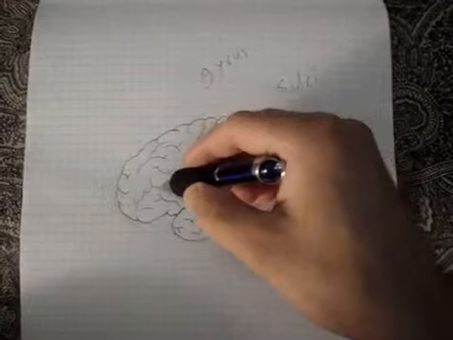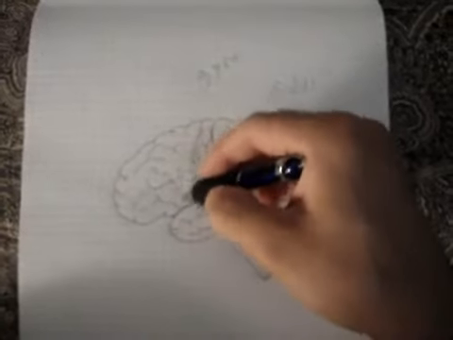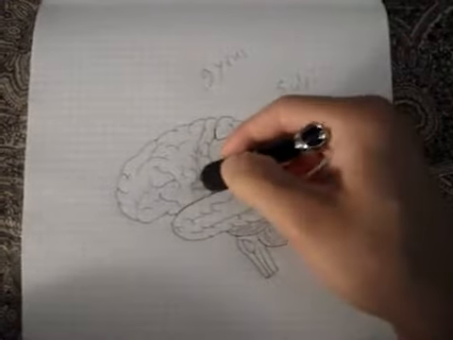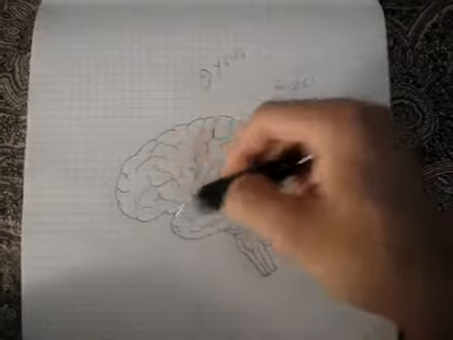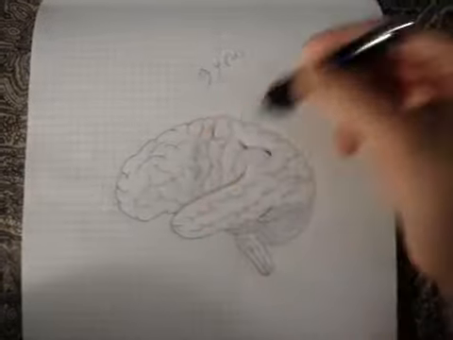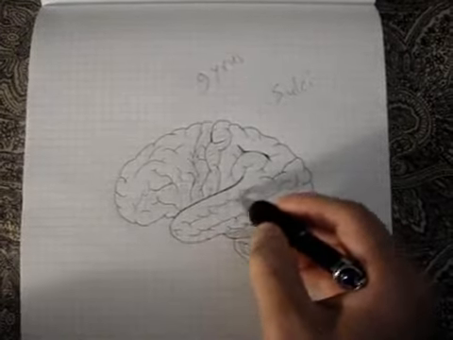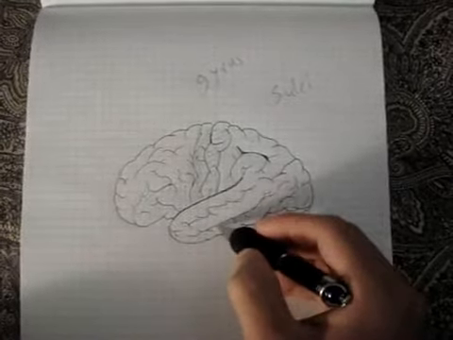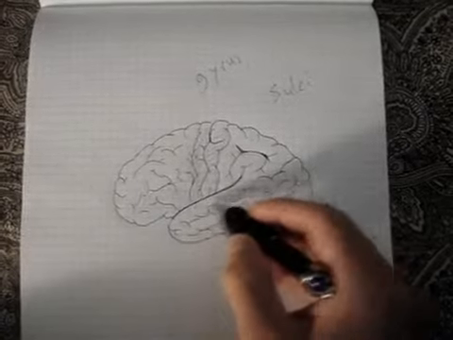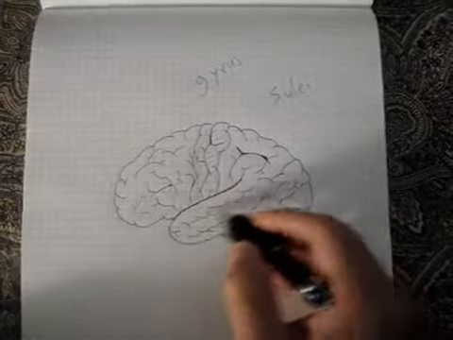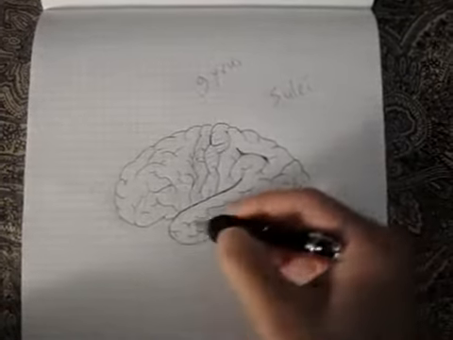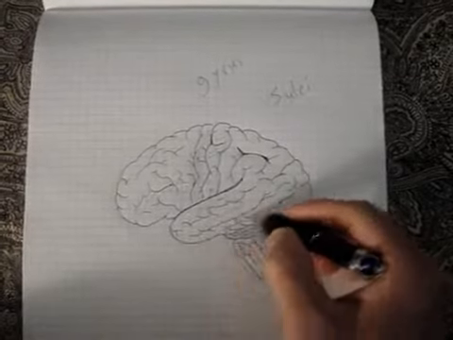There is a gyrus here. It's called the inferior frontal gyrus. It's located at the inferior of the frontal lobe. Then the sulcus here, the superior and inferior temporal sulci, have produced three gyri: superior, middle, and inferior temporal gyri. So there's the superior, there's the middle, there's the inferior.